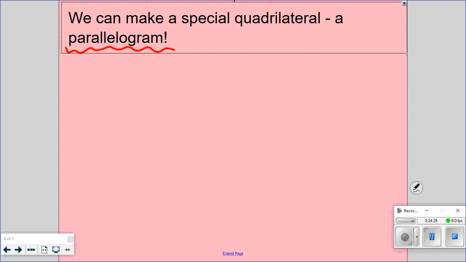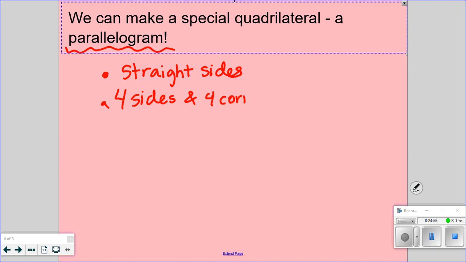Exactly. So the rules of a parallelogram. It must have straight sides, first and foremost. Jacob, sit up. Go ahead and sit up. We're writing. It must have four sides and four corners. Hey, those rules sound familiar. From a quadrilateral. Well, they sort of sound like the rules of a quadrilateral. That means that these parallelograms can also be called quadrilaterals. Lots of names for these shapes.